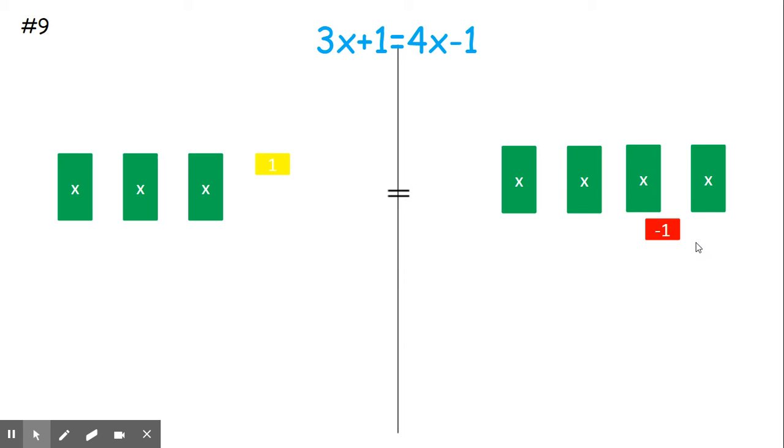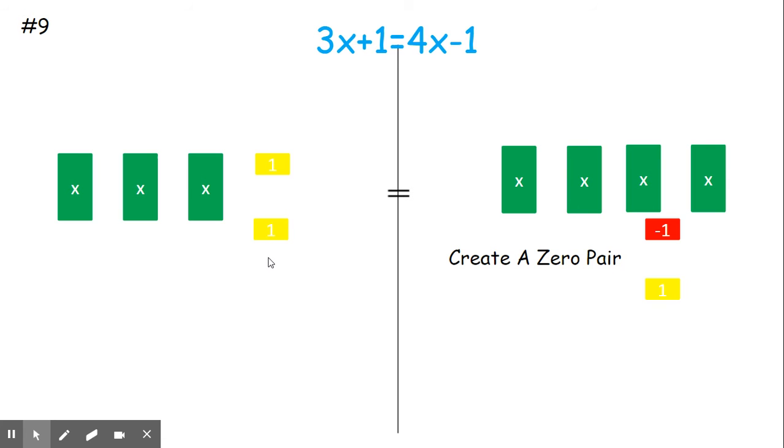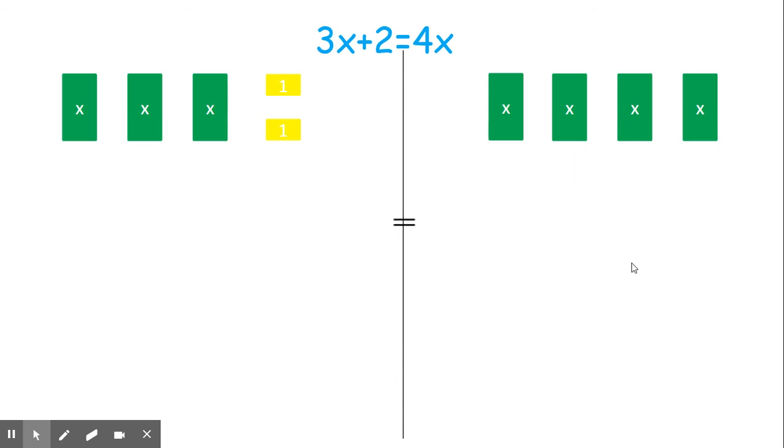Okay, so we're gonna do that by creating our zero pairs. So now I need to get this negative 1 to become a 0, so I'm gonna add 1. So negative 1 plus 1 gives me 0. And if I added 1 on the right side, I have to add it on the left side. So boom, now we have plus 2. So we have our 3x plus 2 equals 4x. And this is now a 0, so we no longer need it. 3x plus 2 equals 4x.